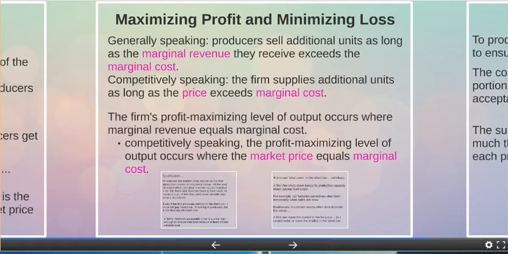Here's the logic. Even if the firm produces nothing in the short run, it must still pay fixed cost. If nothing's produced, the firm's loss equals the fixed cost. For example, Hercules would lose $200 a day if no labor is hired and no furniture gets moved.